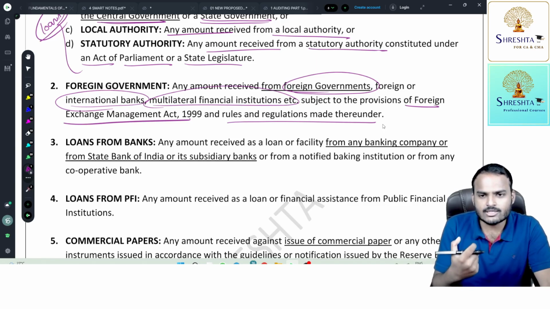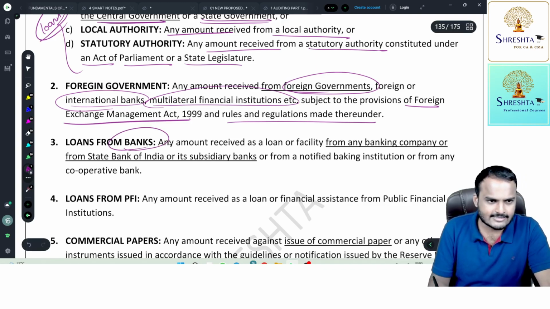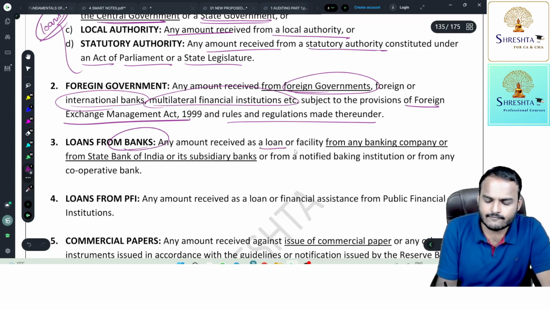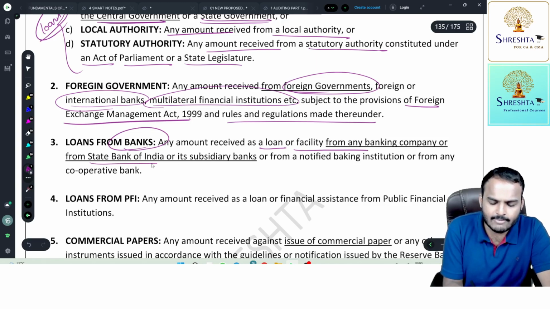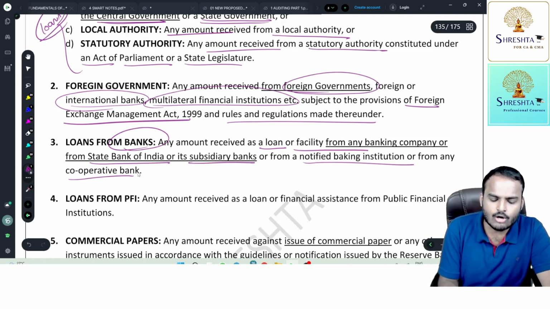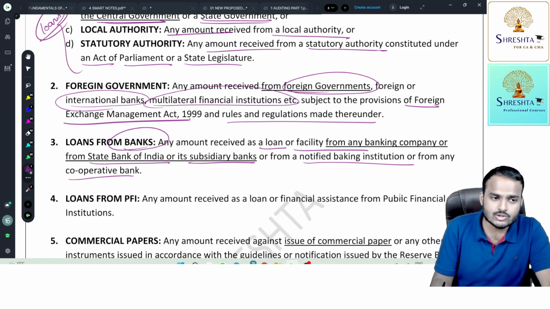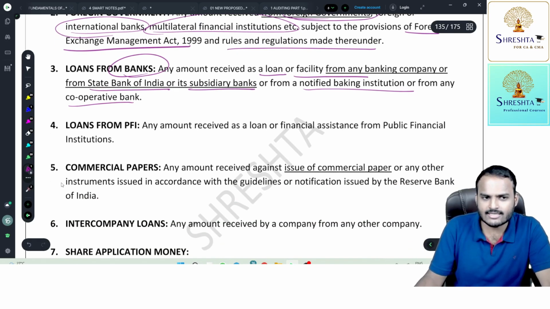Yes. Suppose you take Infosys company, it is not only operating in India, it is operating worldwide. Now, Infosys received some financial assistance from a foreign government. That loan amount is not treated as a deposit. Third point, loan from banks. Any amount received as a loan or a facility from any banking company or from State Bank of India or its subsidiary banks or from a notified banking institution or from any cooperative banks. So they are also not treated as deposits. They are simply loans to the company. Next one, loan from public financial institution like LIC.